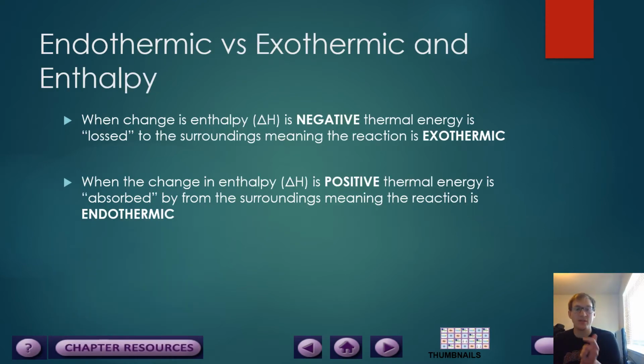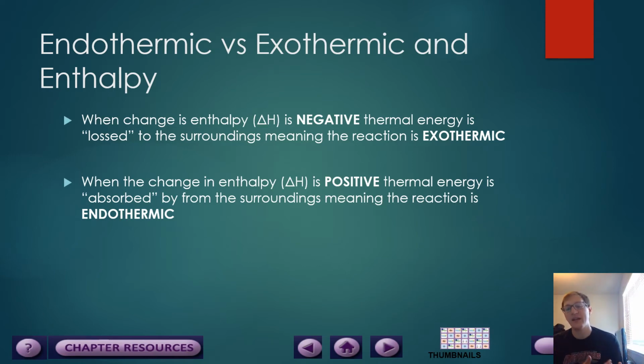Okay, so what you need to know, make sure that you write this down, with exothermic and endothermic. When the change in enthalpy, or delta H, is negative, thermal energy is being released to the surroundings, or lost to the surroundings, making it exothermic. Make sure that you relate that to exiting. The thermal energy is leaving or exiting the system and going to the surroundings. So it's going to warm up the things around it.